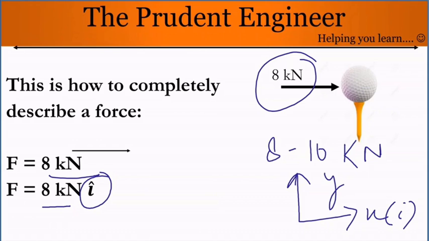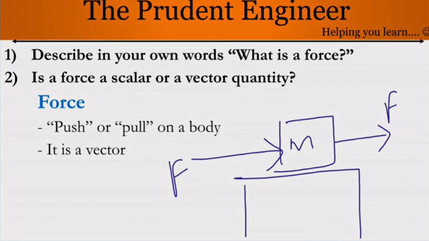Now the most important part is that you always have to put the units after you put the value and the direction. Force has a magnitude, suppose 8, then the direction, i. This has to be associated with the international system of units, which is newtons. So this is 8i in newtons. I hope this is clear to all of you.